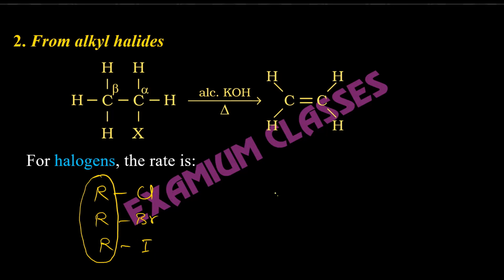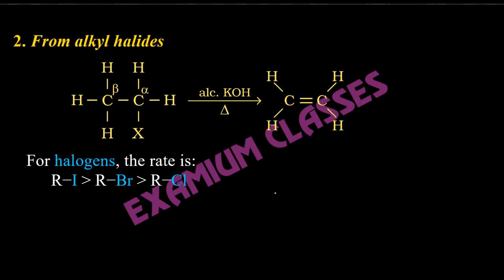In this case, the reaction rate will be this one. Alkyl iodide will have the fastest rate of reaction. So if I have iodine here, the rate of reaction will be fastest. And if I have chlorine here, the rate of reaction will be slowest. And there is a reason for that.